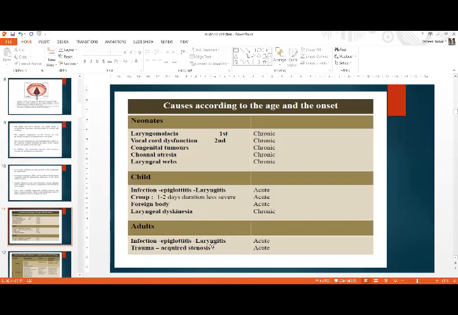Then we have the adult age group, in which again the infections and the trauma are the most common causes.